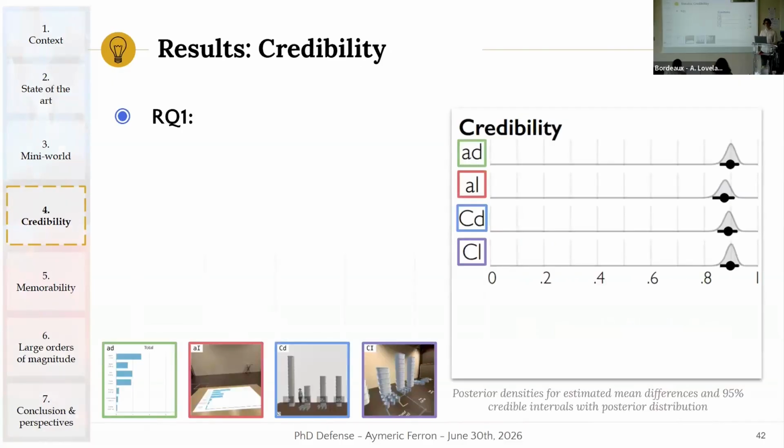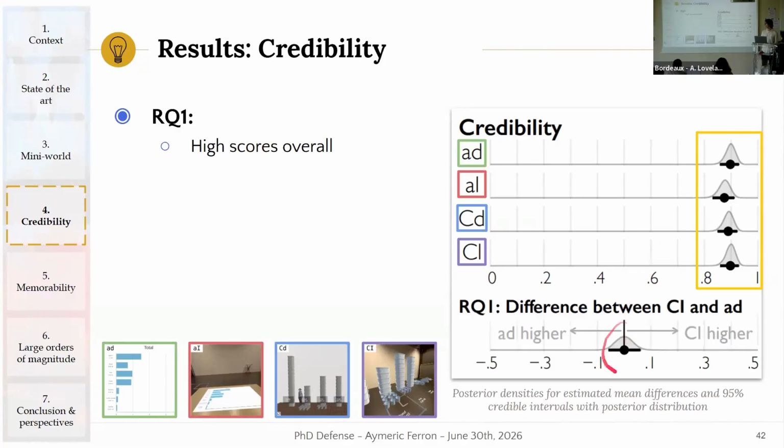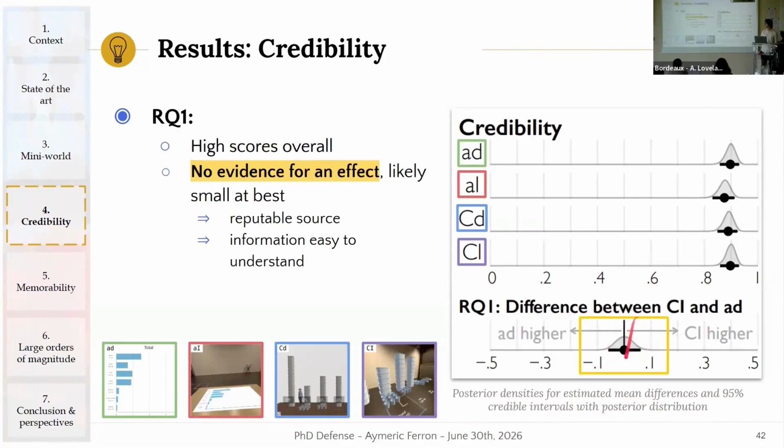So now, a few results about credibility. Here we can see that all the credibility scores are rather high overall. And when we look further, comparing AD and CI, we can see that it's centered at 0. So it means that we got no evidence for an effect. And since the distribution is really narrow around 0, we can see that the effect is likely small at best. Why so? Probably because all the designs were showing data from the same reputable source, a governmental source. And also the information was easy to understand, and that we know thanks to the qualitative feedback.